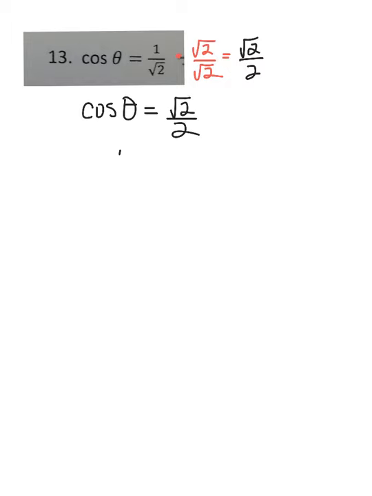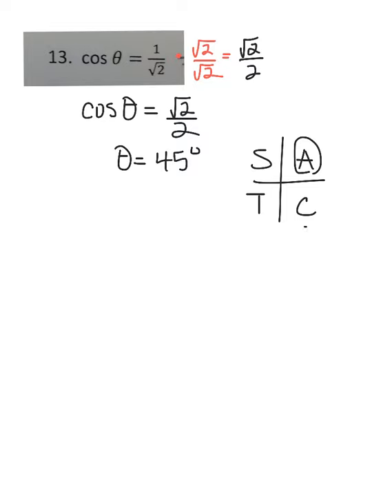Okay, so hopefully you see that that's a 45-degree angle as your reference angle. And we have a positive value. So if we have a positive value, we look for where the cosine is positive. Okay, and that's going to be in the first quadrant and the fourth quadrant. So I know I have a first quadrant answer and I have a fourth quadrant answer.